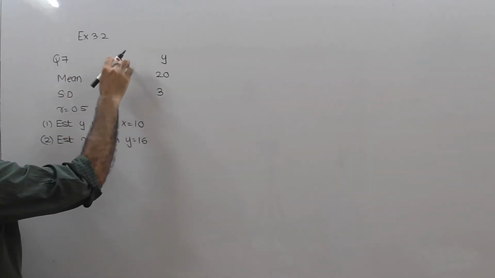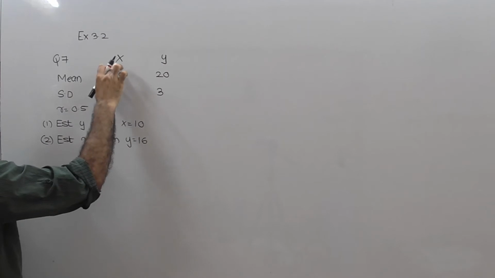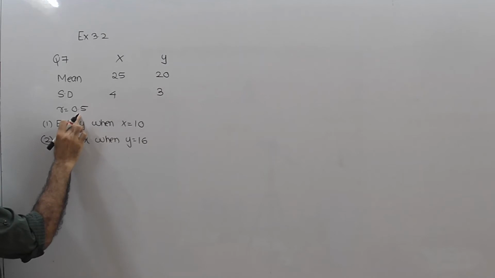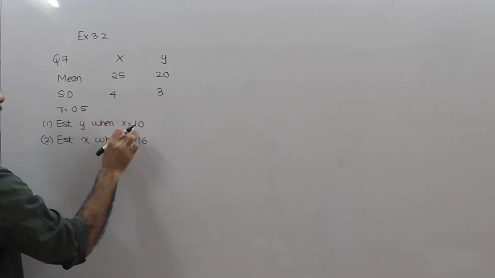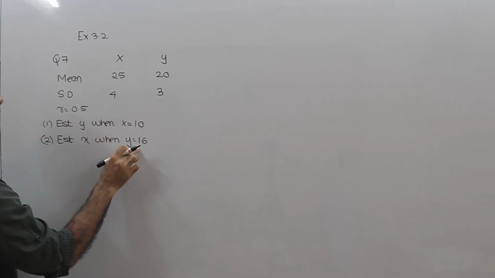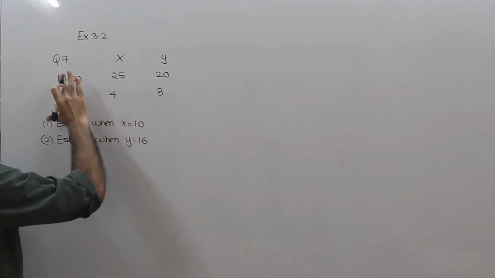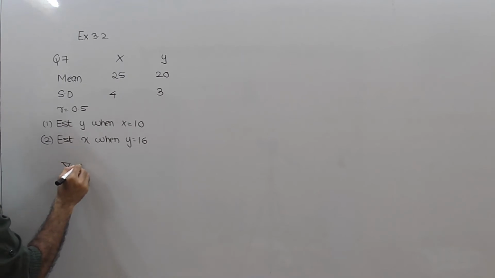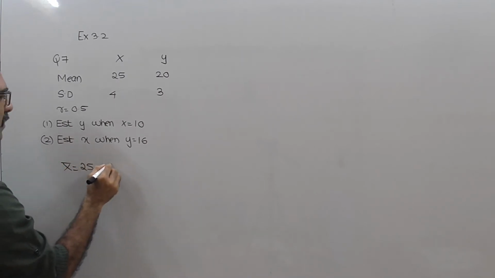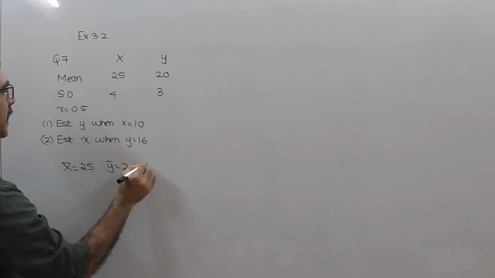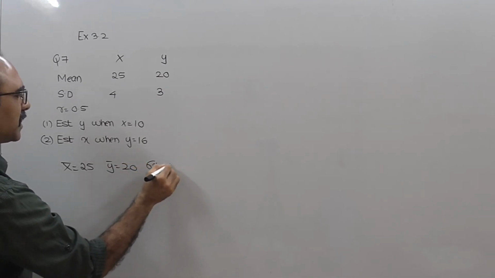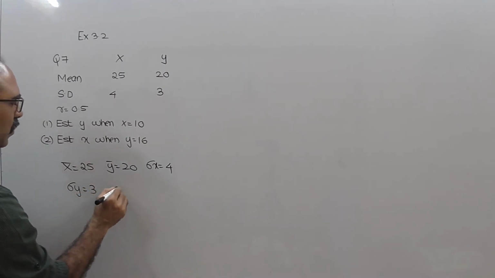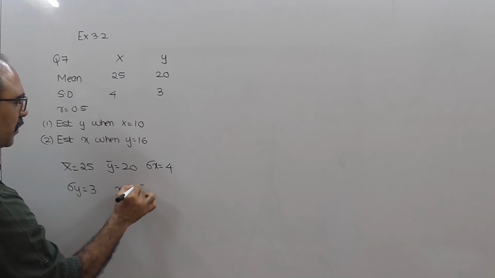Question number 7. They have given the x column and the y column. This is the mean, this is the standard deviation, this is r, the correlation coefficient, and you have to estimate y when x equals 10 and estimate x when y equals 15. First we convert all the data into statistical symbols. So x bar equals 25, y bar equals 20, standard deviation of x equals 4, standard deviation of y equals 3, and correlation coefficient r is 0.5.